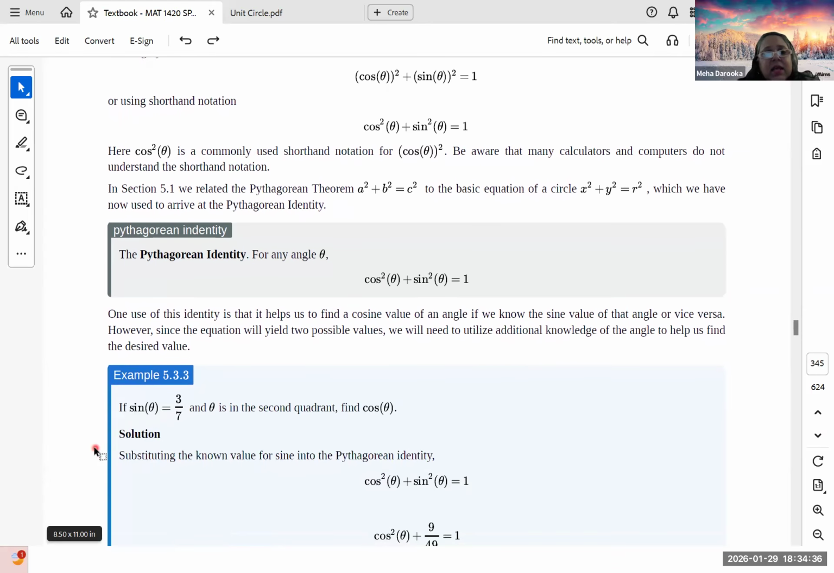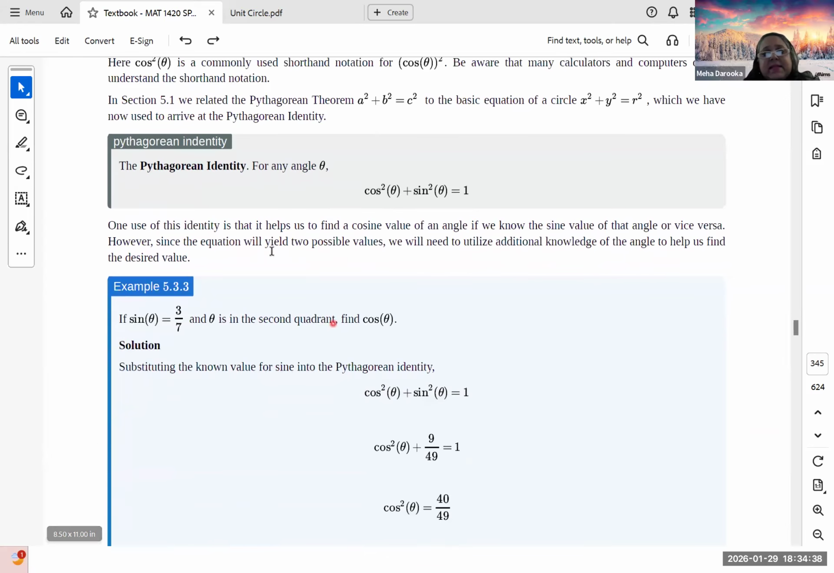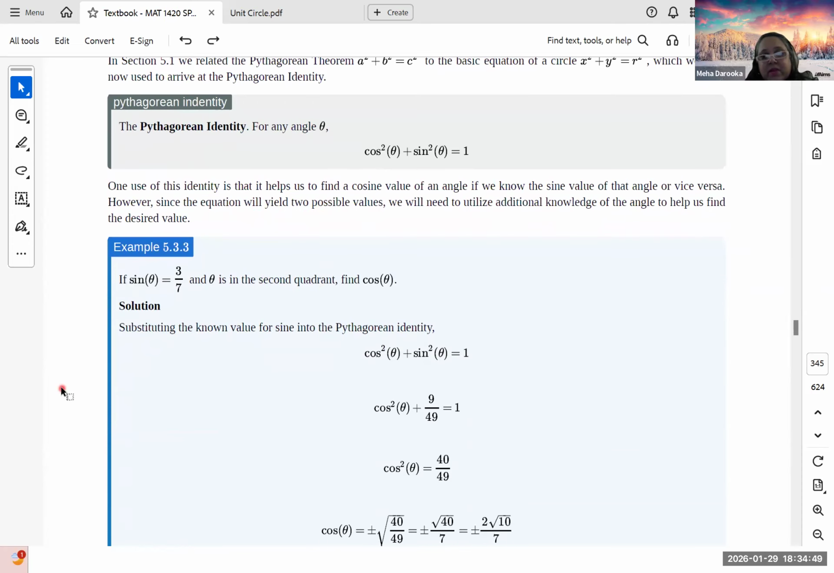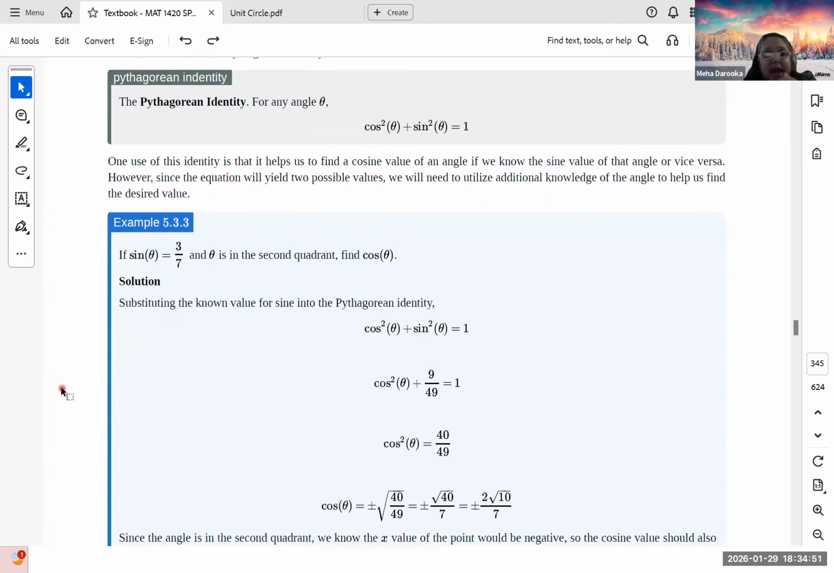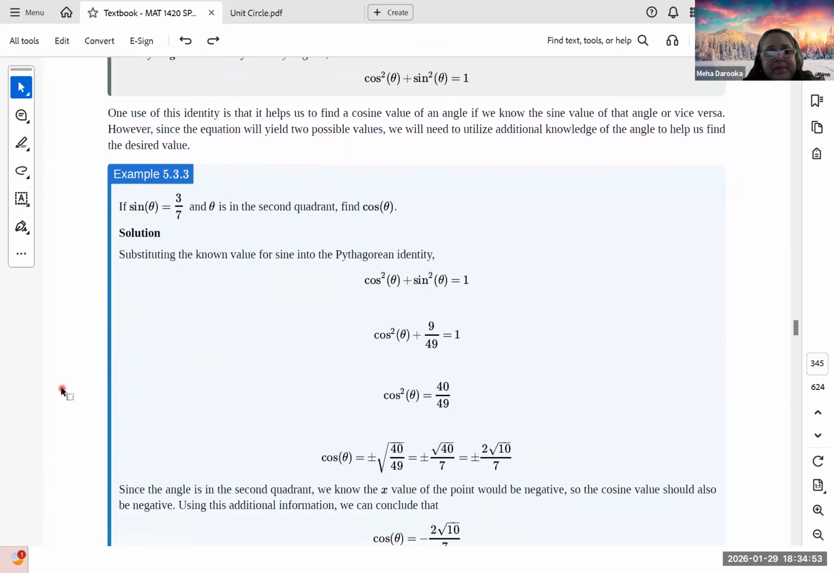So one thing to keep in mind is in this case, it will yield two possible values, and we will need to figure out of the two possible values, which one is the one that we are actually looking for, which one is the desired one. So let's take a look at how to go about doing that.